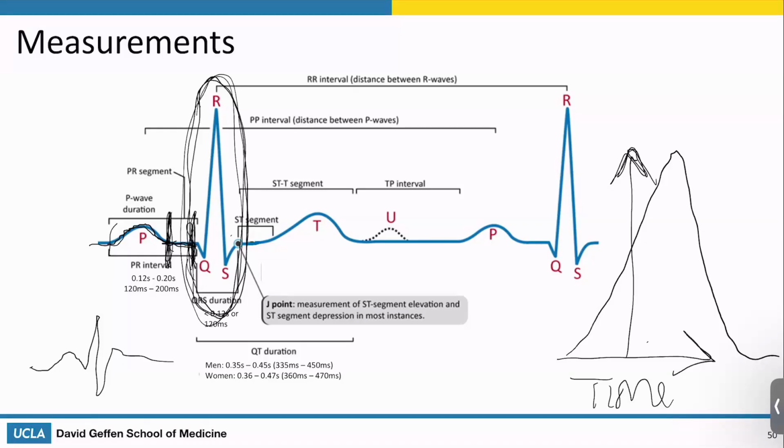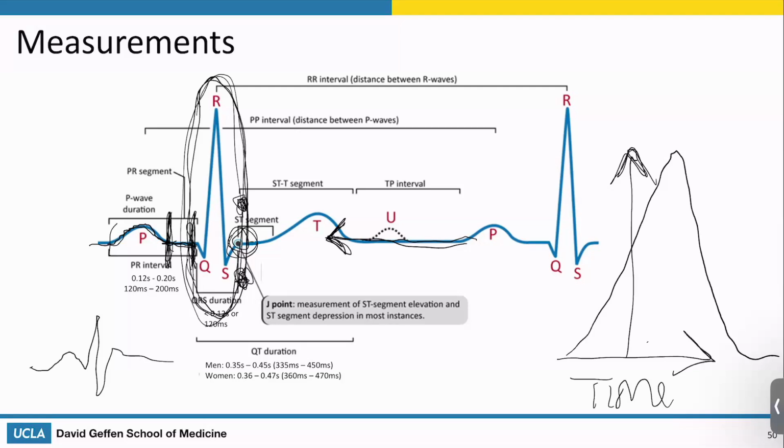The J point, we talked about how we use that where the S wave ends and the ST segment begins. So the QRS ends, ST segment begins, and we use the T to P as our reference point for if this J point moves up or moves down, to measure ST elevation or depression.